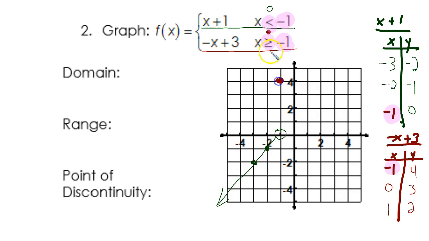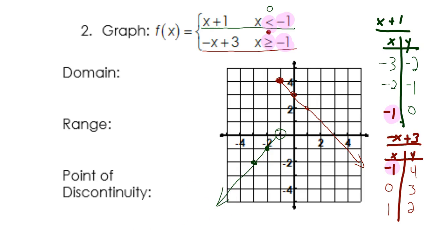Because of the "or equal to," I use a closed circle here. 0 comma 3 and 1 comma 2. And these should be in a straight line because these are both linear functions, but this one is going down to the right forever. So what's happening here is the left side of the graph is behaving differently than the right side of the graph.